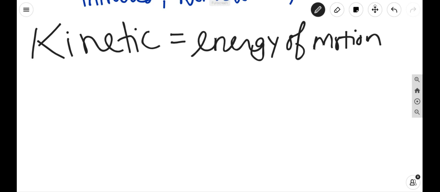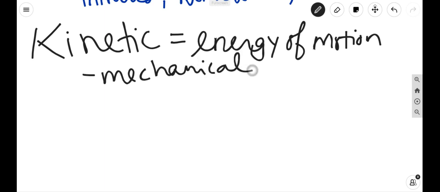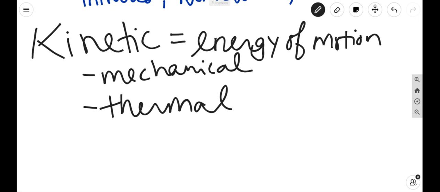So if we think about things that contain moving parts, cars contain moving parts. So an example of kinetic energy is mechanical. All right, so mechanical energy is an example of kinetic because it requires parts that are moving. Thermal energy. All right, so thermal energy, that's like when you're cold and your body shivers, right? And your body moves to warm it up.